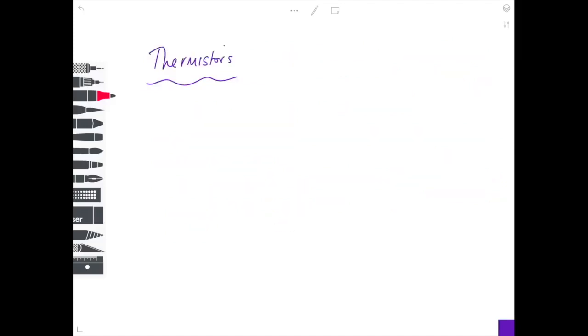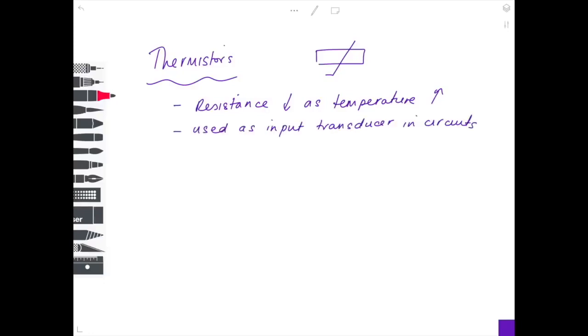And finally, thermistors. Remember, these are temperature-dependent resistors. Their circuit symbol is similar to a hockey stick. So remember that the resistance of a thermistor decreases as temperature increases. It can obviously be used as an input transducer in circuits needing to be sensitive to temperature, such as in fire alarms.